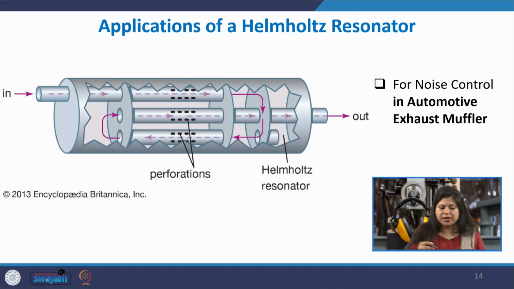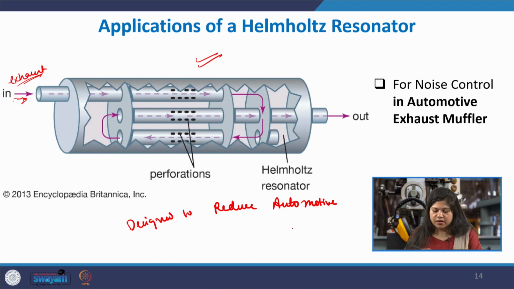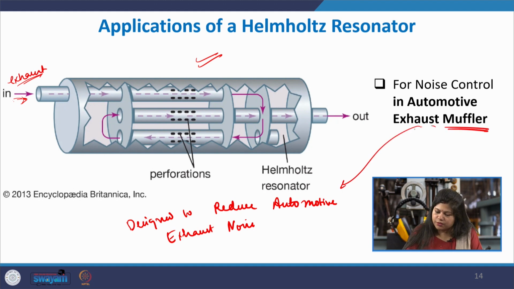So, this shows a typical automotive muffler. The exhaust is going into this muffler. So, this is designed to silence or reduce the exhaust noise. Okay. So, muffler is designed to reduce the automotive exhaust noise, and Helmholtz resonator is incorporated in every modern exhaust muffler. Okay, this muffler here, this is what it does.